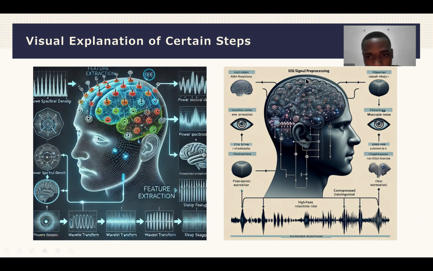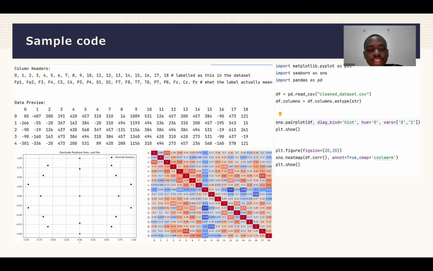Then this was meant to be sort of more of the same thing. EEG signal processing: you can see here the flicker of muscle noise, the eye blink. So you get the idea. Then this was sort of a sample code. EEG data is, like I said, numerical values, with ranges like I told you earlier.